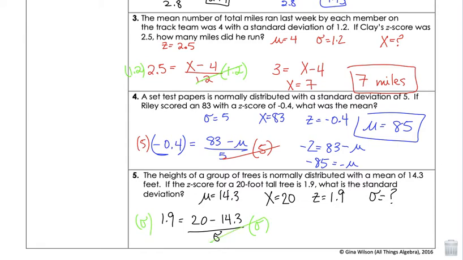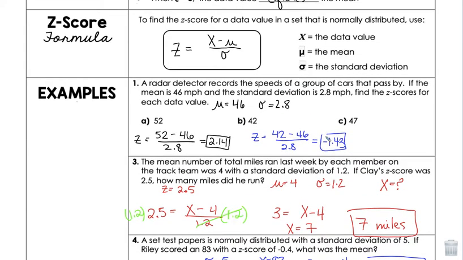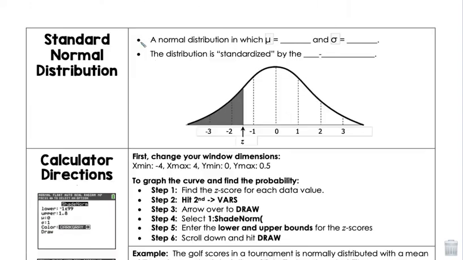Just brings it to the other side. 1.9 sigma equals 20 minus 14.3, which is 5.7. And now I'll divide both sides by 1.9. And I get sigma equal to 3. So my standard deviation is 3. As long as you have 3 of the 4 parts of this formula, you can always solve for the 4th. Let's go to the next page.